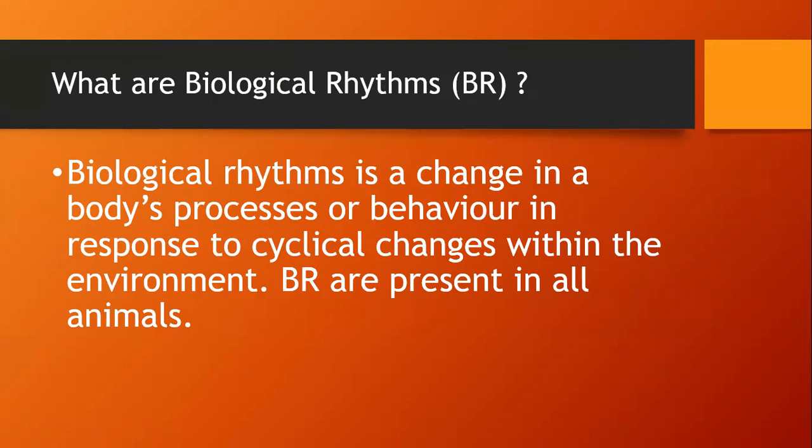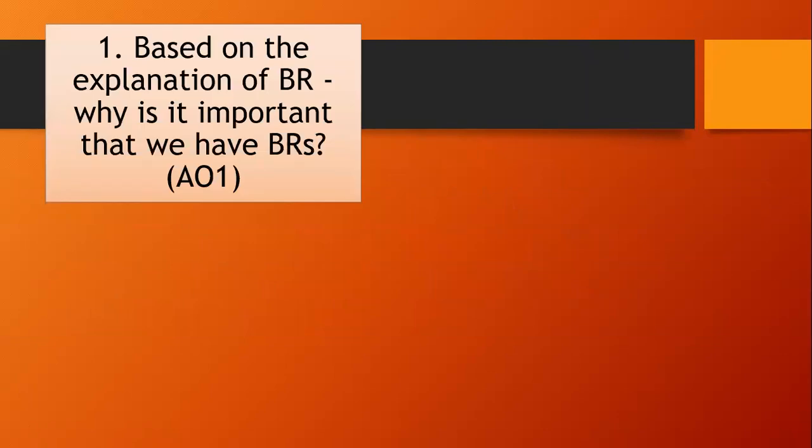If we look at biological rhythms, they change a person's processes and behavior. Depending on the type of cycle or biological rhythm we're experiencing, it's going to influence and impact how we behave. Now, I've got three little questions. First one, based on the explanation of biological rhythms we've just looked at, why is it important to have biological rhythms? So pause here and answer.